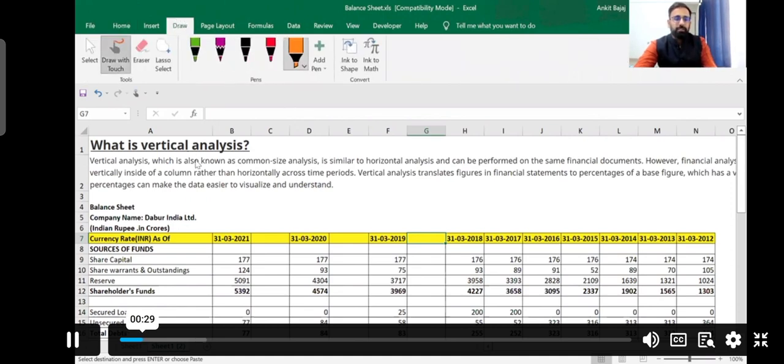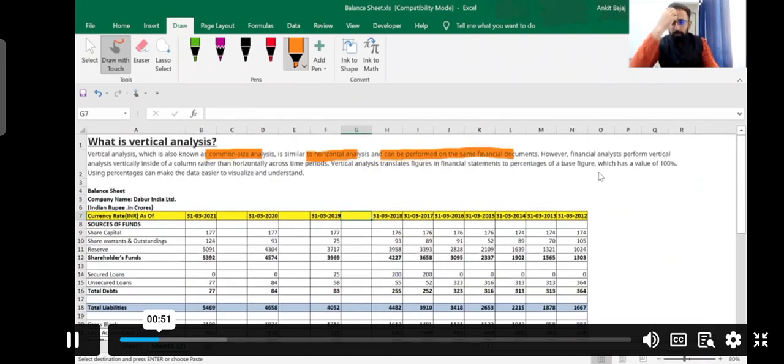Vertical analysis, which is also known as common size analysis, is similar to horizontal analysis. Here also you will be calculating the percentage, but the way of calculating the percentage will be different from horizontal analysis, and it can be performed on the same financial documents. However, financial analysts perform vertical analysis vertically inside a column rather than horizontally across time periods.